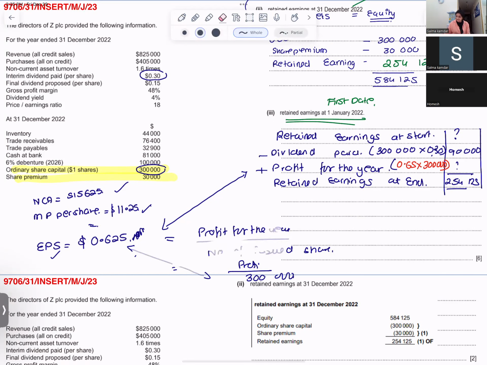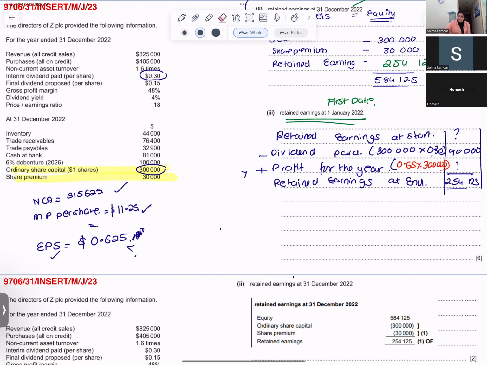So what is the profit for the year? 187,500. Now with the help of this, can you find out the retained earnings at the start? Yeah, miss, we can. Just go in reverse: 254,125 minus 187,500 and plus 90,000. The total comes to 156,625. Then you got the retained earnings at the start.